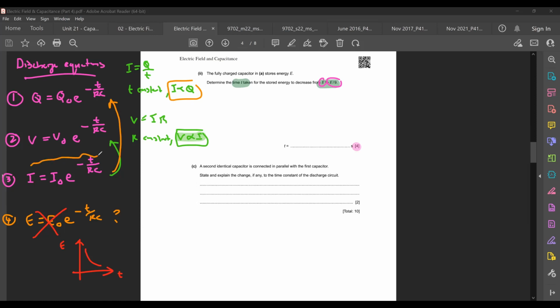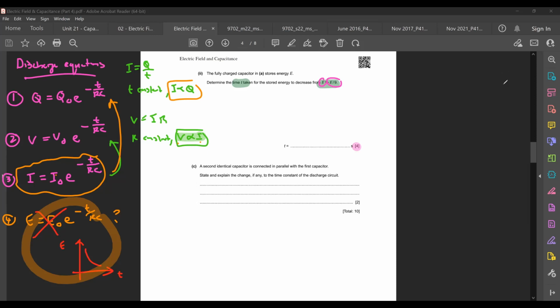If I already know that this one is true, and the other quantities are proportional to your current, it follows that this must be true and this must be true also. But for energy, no, you cannot prove that, so you cannot say this. So how are you going to find the time taken if you cannot use this particular form of equation? You have to relate your energy with voltage.